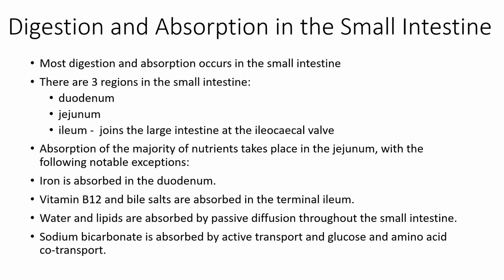The duodenum, the jejunum, and the ileum. The ileum is going to connect to the large intestine. Most of our absorption takes place in the simple columnar cells found in the jejunum. However, we do absorb iron in the duodenum and B12 and bile salts in the ileum. We take in water and fats throughout. And we're also going to recover glucose and sodium bicarbonate.